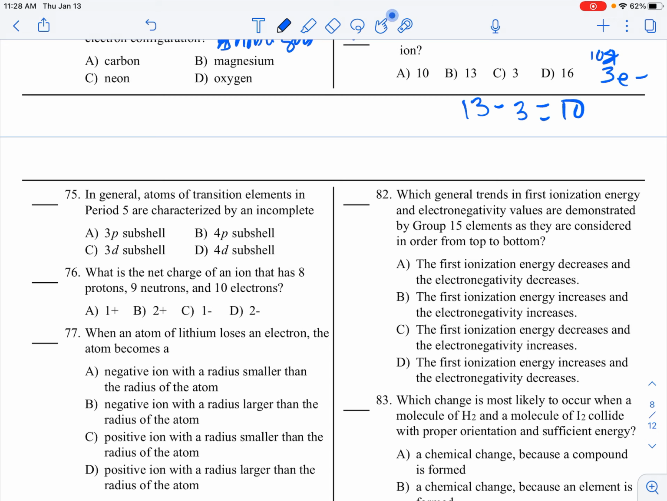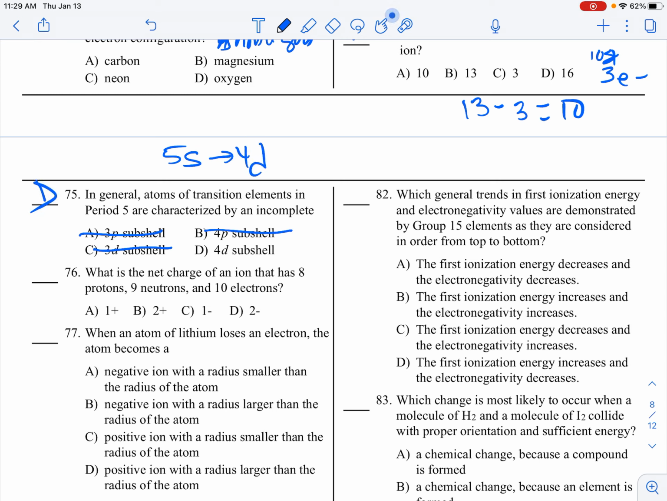In general, atoms of transition elements in period 5 are characterized by an incomplete which one? So you can go to the honors reference table, the periodic table, and let's look at period 5. So we're talking about yttrium on over. So the 3p is full, so that's not it, because we're all the way down in the 5 by then. The 4p is full. 3D, let's see, 5s, then we're going to go to the 4D. No, 4D. Yes, that's our answer, because after 5s, then we have 4D, so that's our choice.